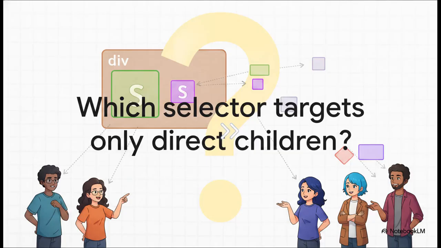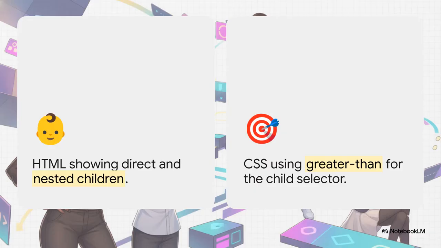But here is a tricky scenario. What if you have a huge, deeply nested family tree? Which selector targets only the direct children without accidentally styling the grandkids? For that, we use the child selector, which uses the greater than symbol. It strictly selects only direct children. So here, the direct child paragraph turns blue, but it totally ignores the deeper nested elements, like that paragraph hiding inside the section. It's awesome for keeping your styles contained.